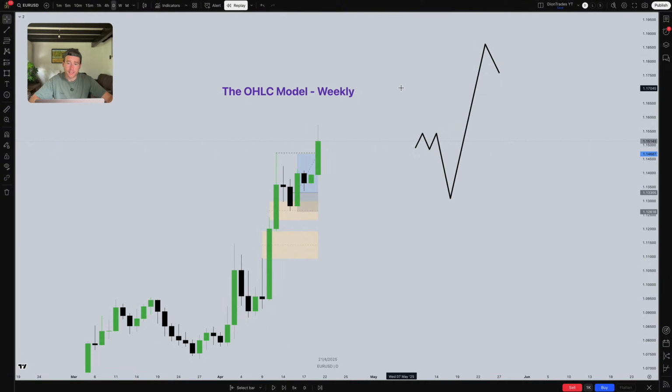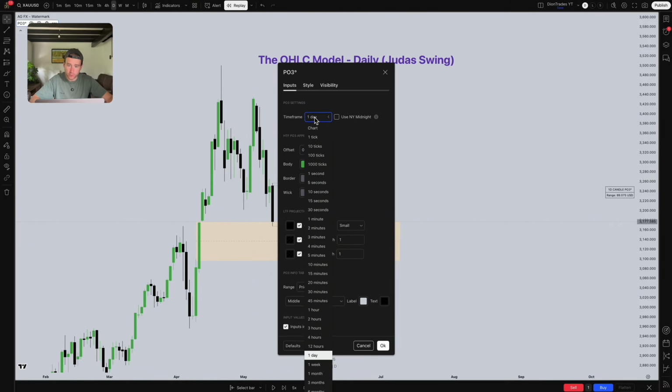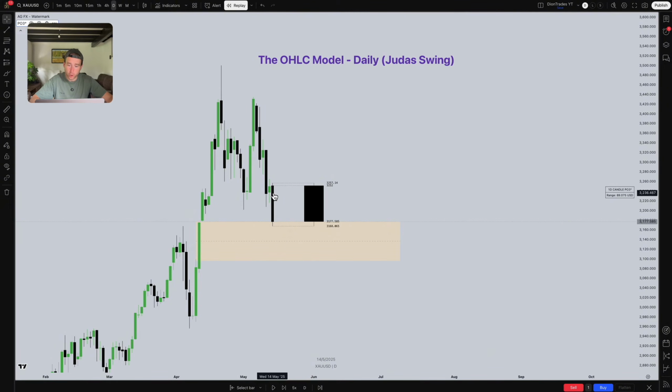Let's now take a look at an open, high, low, close model on the daily. Now we're looking at gold on the daily time frame. And there's a cool indicator. It's called Power of 3. You can see it on the top left corner here. It will give you the current candle here on the daily. So if you double click it, you can even go to another time frame, because we're doing this on the daily. You can see here how the daily currently looks.